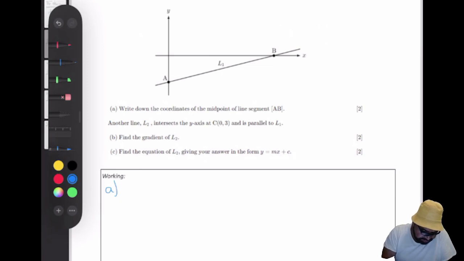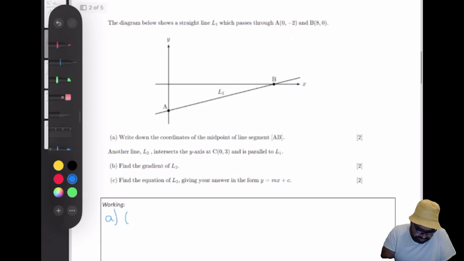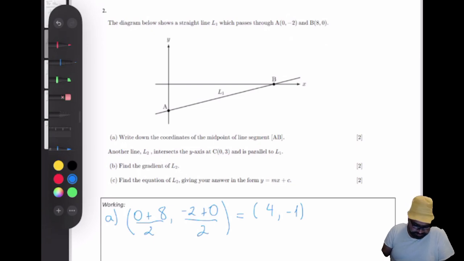What is the solution? Well, in x, we have 0. Oh, sorry, here, 8 and 0. Then 0 plus 8 divided by 2, comma, let me make this parenthesis a little bit bigger to cover everybody. And the second one is -2 plus 0 divided by 2, which brings me the coordinate as (4, -1). That's the first. Let's go to B.